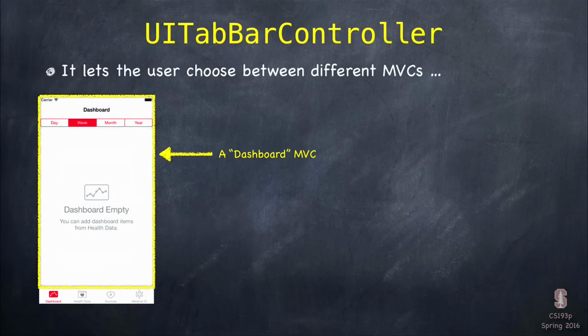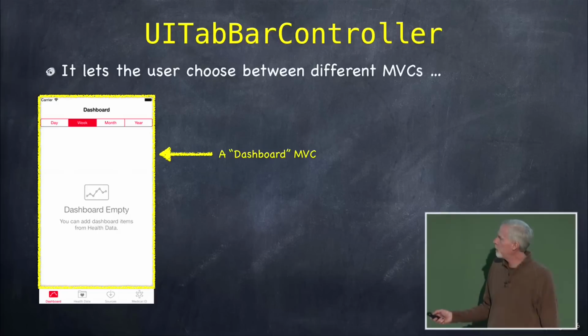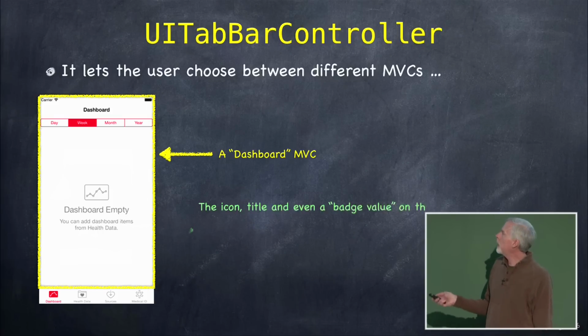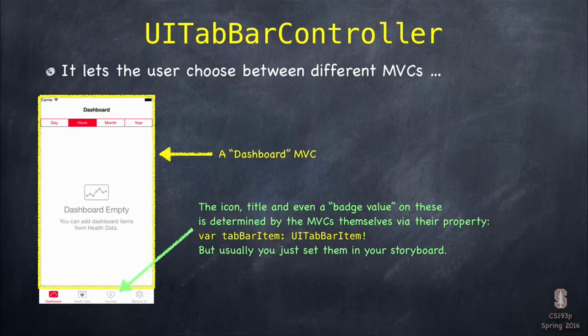This is the simplest of them all. It's got the tabs along the bottom. Here I've got the dashboard selection, this is the health app, I think. And this entire space is being owned and managed by a dashboard MVC, not the tab bar controller MVC, but the dashboard MVC. In fact, this dashboard MVC controls not only the contents here, but it tells the UITabBarController what icon to put here and what word to put here. These other tabs have their contents controlled by other MVCs.